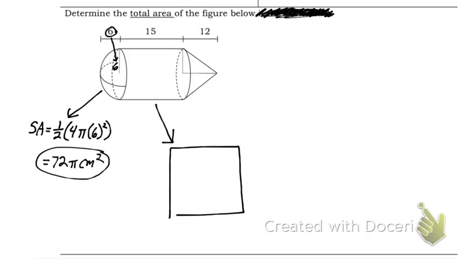Well, the rectangle that's formed is 15 by... How do I get the other side of it? It's the circumference. And our radius is 6, so that's 2 pi 6. 6 is 12, times 15. Is that 180? 180 pi centimeters squared. Okay, so that's that guy.